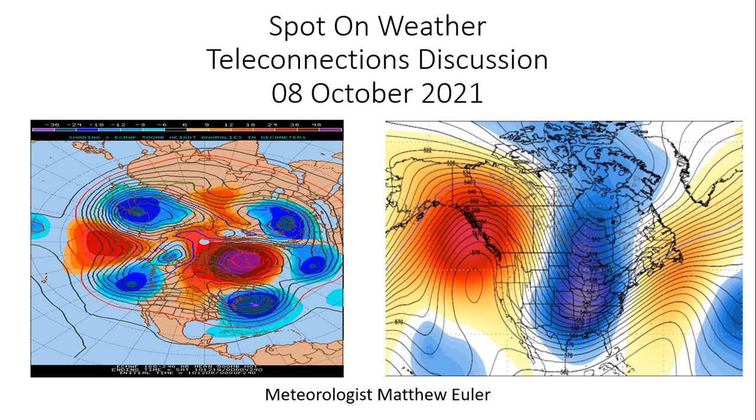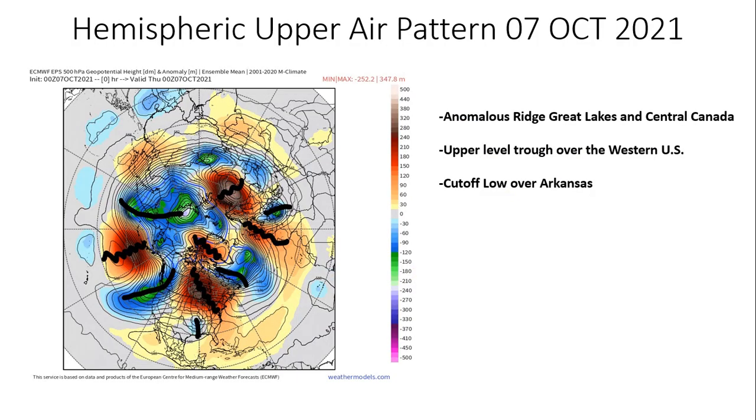All right, so let's get into today's teleconnections discussion. We're starting to move into the cooler season, so I figured we'd start doing these discussions again, similar to last year. Let's first start by taking a look at the hemispheric upper air pattern. I pulled this chart from basically yesterday afternoon on Thursday, 7 October 2021.